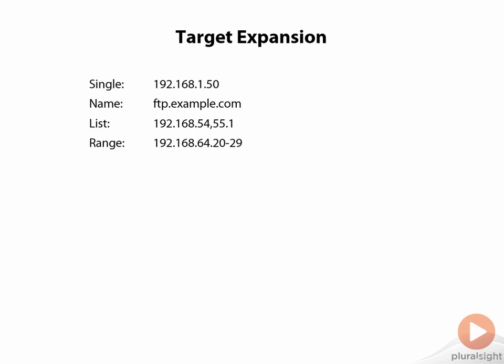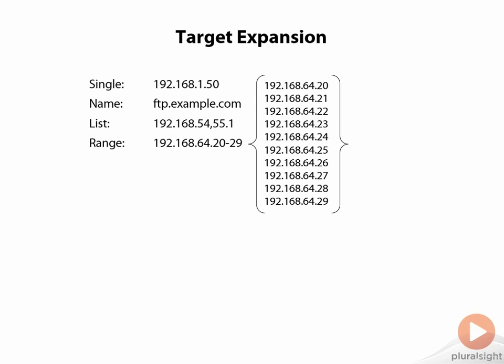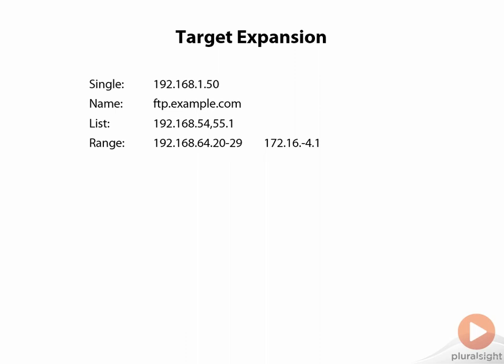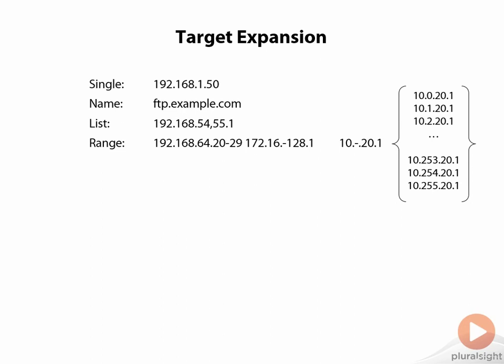Frequently, we want to designate a range of IP addresses, and Nmap allows that using a dash to define ranges. In this example, Nmap will expand the range to 192.168.64.20 up through and including 192.168.64.29, so a total of 10 IP addresses are scanned in this case. When using a range, either side of the range may be omitted, which Nmap will interpret to be either the minimum or maximum value possible. So specifying 172.16.4.1 will expand the third octet to include 0, 1, 2, 3, and 4. Here we have one last range example where the second octet is just a dash alone. In this case, Nmap will expand the second octet to be all possible values ranging from 0 through 255.